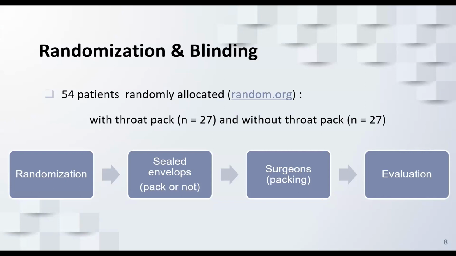All 54 patients were randomly allocated through the random.org program into two groups, those with throat packs and those without. The patient sequence according to the randomization list was placed in an opaque and sealed envelope. The envelope was delivered by the evaluator to the anesthesia team, who informed the surgeon whether or not to insert the throat pack. During the whole procedure, the evaluator stayed outside the operating room. So patients and the evaluators were blinded.